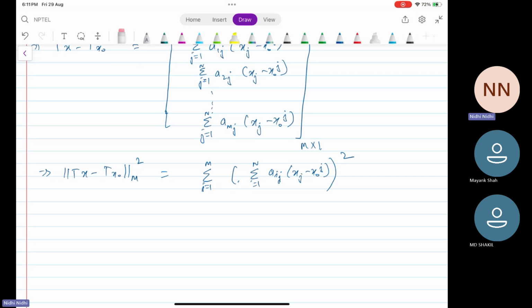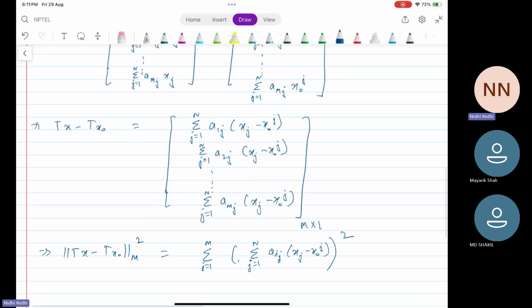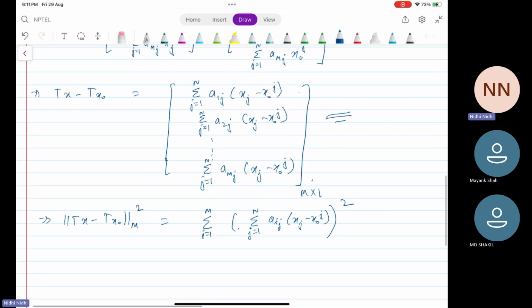So right now I'm using it as a matrix only. This is a vector, and its first term is this whole summation. I'm taking the square of that term and eventually adding all these terms. This is how we define our norm, the basic Euclidean norm.